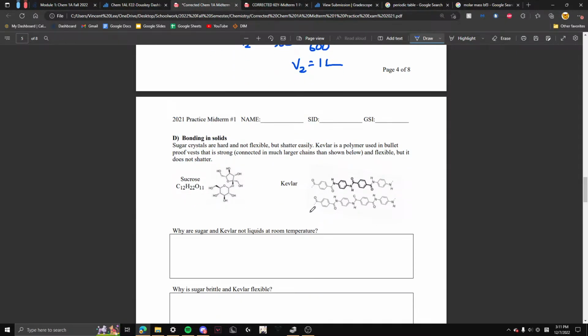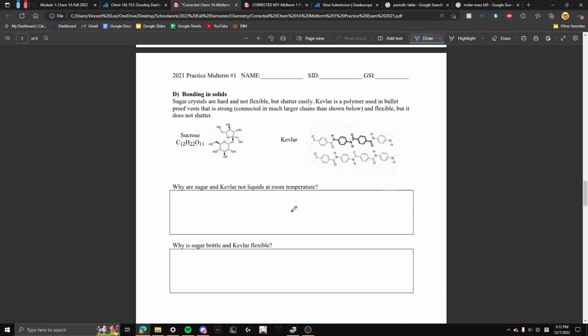Oh, bonding. Great. Why are sugar and Kevlar not liquids at room temperature? So if we think in terms of intermolecular forces, if they bond together very well, then they are probably not going to want to be liquid. This is more of like a 1AL concept, to be honest. So, sugar and Kevlar aren't liquids due to having large dipoles, large LDFs because of their size.